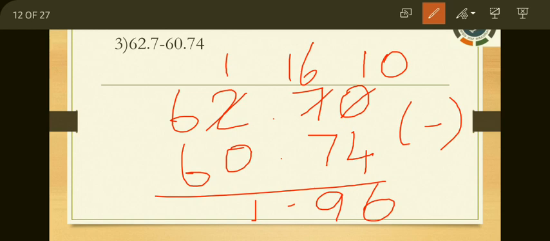What is the answer of 62.7 minus 60.74? The answer is 1.96.